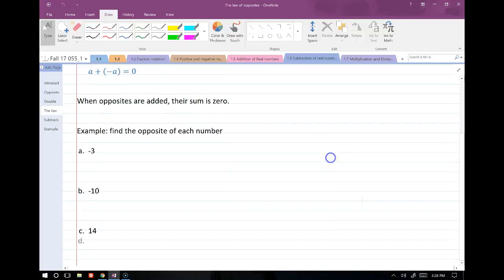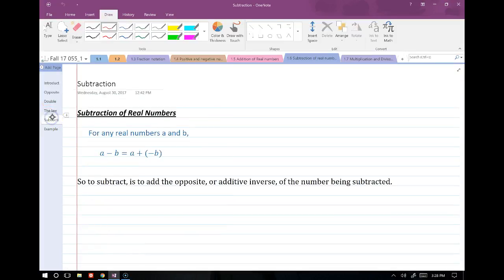Once again, we're finding opposites. It's a little repetitive, but what's the opposite of -3? 3. Okay, what is the opposite of -10? 10. Opposite of 14? -14. Too easy. All right, so now we go into subtraction.